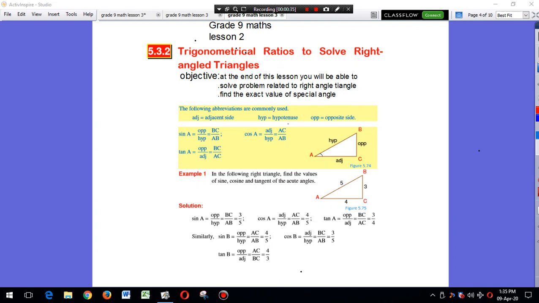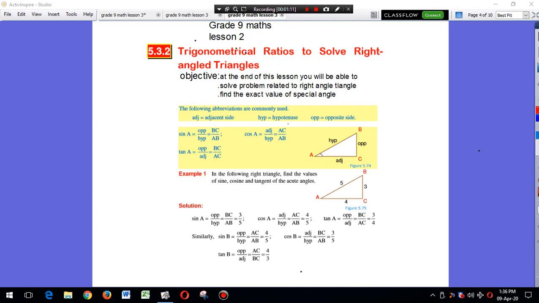Okay, let's come to today's lesson. Today's lesson is about trigonometric ratios to solve right angle triangles. The basic objectives that you should make sure of at the end of this lesson are: first, solve problems related to right angle triangles, and second, find the exact values of special angles.